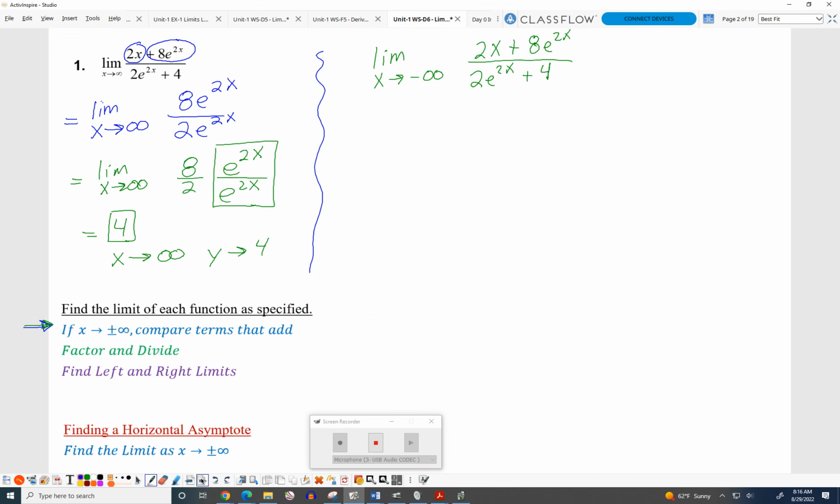2 more for Sam. So the next line should say, this is equal to the limit as x approaches infinity, negative. We only need to concern ourselves with the 2x, not the 8e to the 2x. We want to talk more about that.